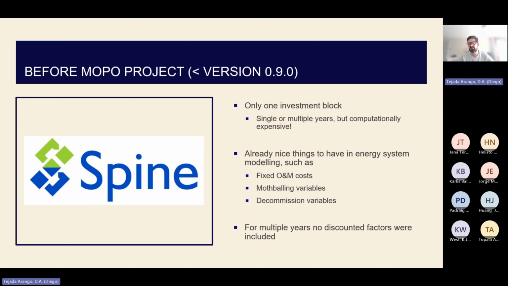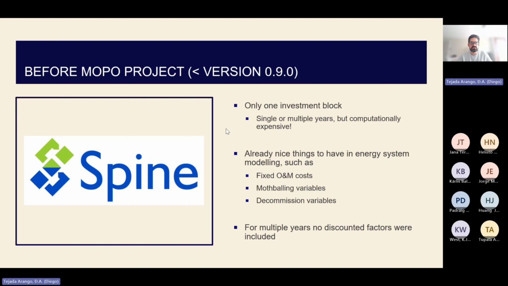Nevertheless, there were things there that are really interesting to have for this type of models, like the technology or mode investment decision variables, the decommission variables, and of course, to have a good representation, also the fixed operation and maintenance costs. Those things were there and are still there. So there was a good starting point. Also, when we had multiple years, there were no discount factors included at that point. So this is where we started.